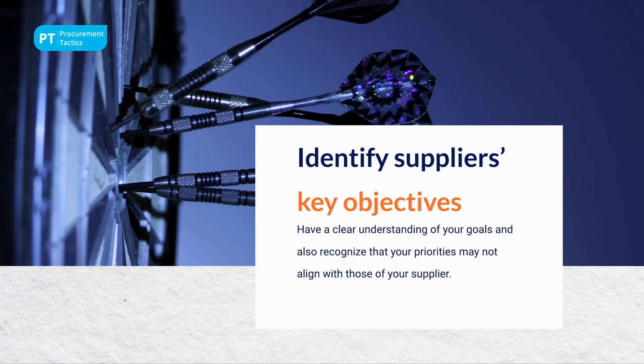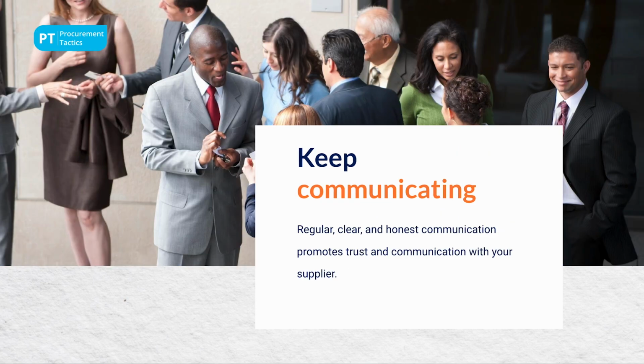When entering contract negotiations, it's important to have a clear understanding of your goals, but it's also important to recognize that your priorities might not align with those of your supplier. The key is to maintain transparency with your trading partner regarding your business objectives and share rebate data, which can facilitate mutually beneficial deals for both parties and, ideally, prevent any future contract disputes.